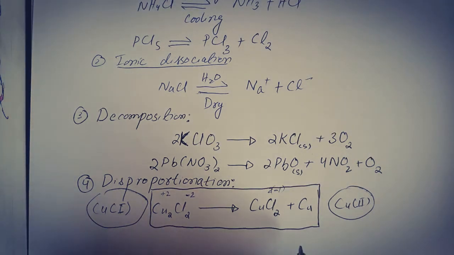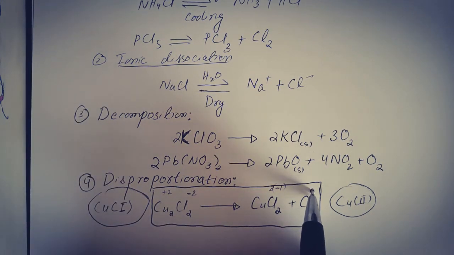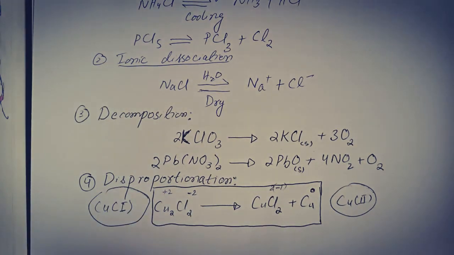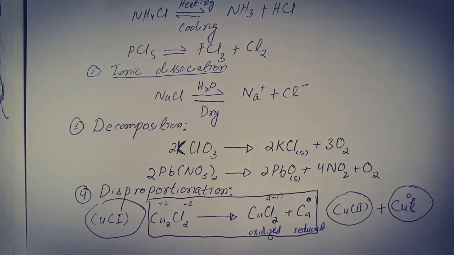Here the valency of the copper in pure state is 0, and in this reaction the copper 1 have been oxidized to produce copper +2 and reduced to generate copper. So at a time this copper 1 have been reduced and oxidized simultaneously.